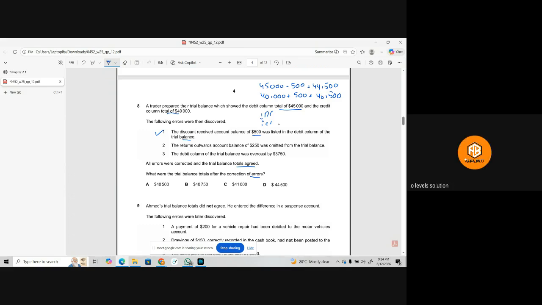The returns outwards account balance of 250 was omitted from the trial balance. So returns outwards 250 was omitted. We know that returns outwards is a credit balance, so your credit side will increase by 250. So 40,000 plus 500 is on the debit side. No, sorry, it was the credit side. Let me just remove it.